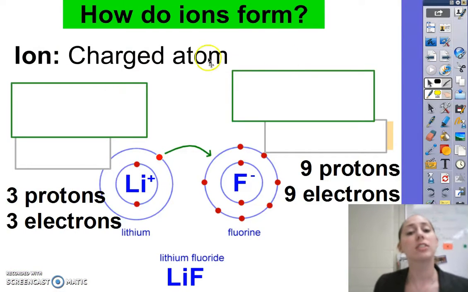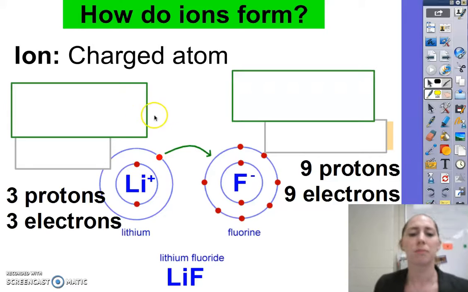So first off, let's talk about how ions form. You know that atoms are neutral, meaning they have the same number of protons and electrons, so the positives balance out the negatives. Well, an ion is a charged, or a positive or negative, atom. Atoms become charged, so they become ions, through gaining or losing valence electrons.